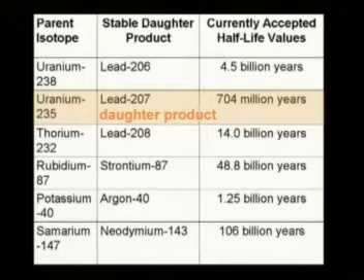In other words, if you have a gram of uranium-235 in the rock, it will take 704 million years to go from 1 gram to half a gram. At that point in time, you will have half a gram of lead-207, the daughter product. And that is how the concept of half-life and radioactive dating works.